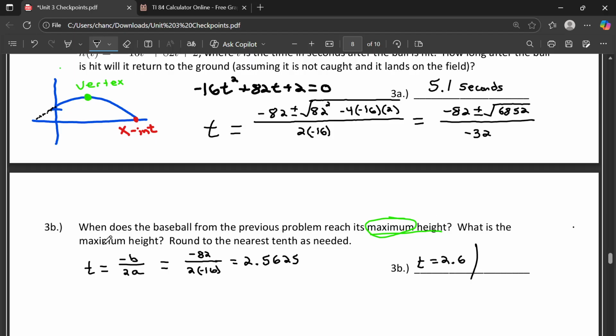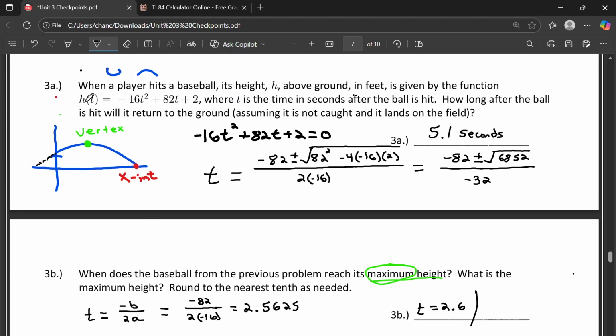It also says, what is the maximum height? Well, if only I had a height function. That would be super great. If they want to know the maximum height, man, if only I could just have some sort of height formula to calculate that for me. Oh, wait a second. We do. We do have a height formula. Let's use it. I'm just going to take this t value and plug it into here.